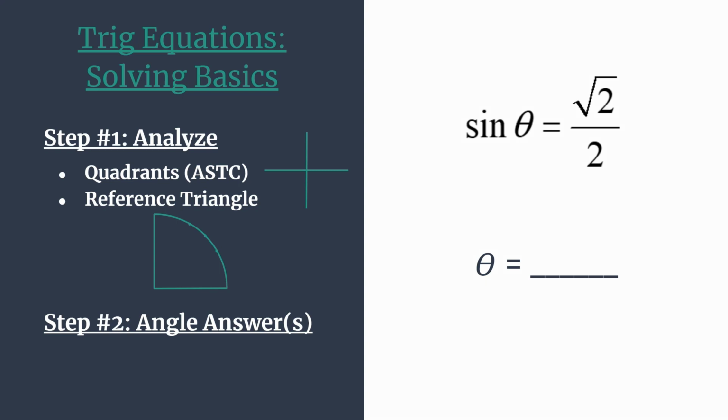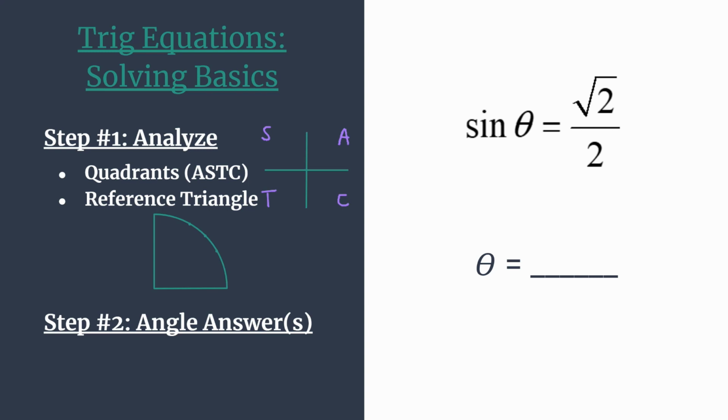First, we want to find which quadrants our answers are going to be in. Which quadrants are we working in? Okay, so think ASTC, or all students take classes. This little acronym will help you remember which trig functions are positive in each quadrant. So work your way around from quadrant 1. The A goes in quadrant 1, S, T, C, so we're just working our way around. So what that tells us is all the trig functions are positive in quadrant 1, sine and its reciprocal cosecant are positive in 2. In quadrant 3, it's tangent and cotangent that are positive. And in quadrant 4, it's cosine and its reciprocal secant.